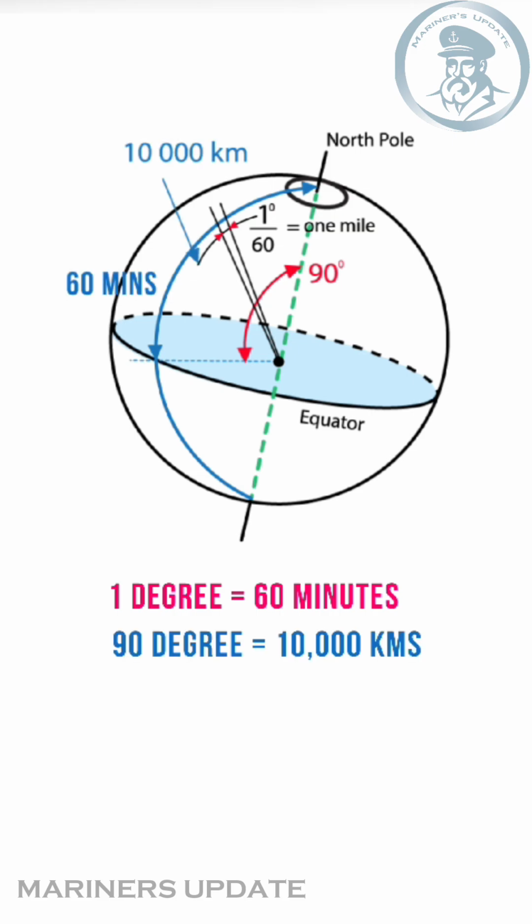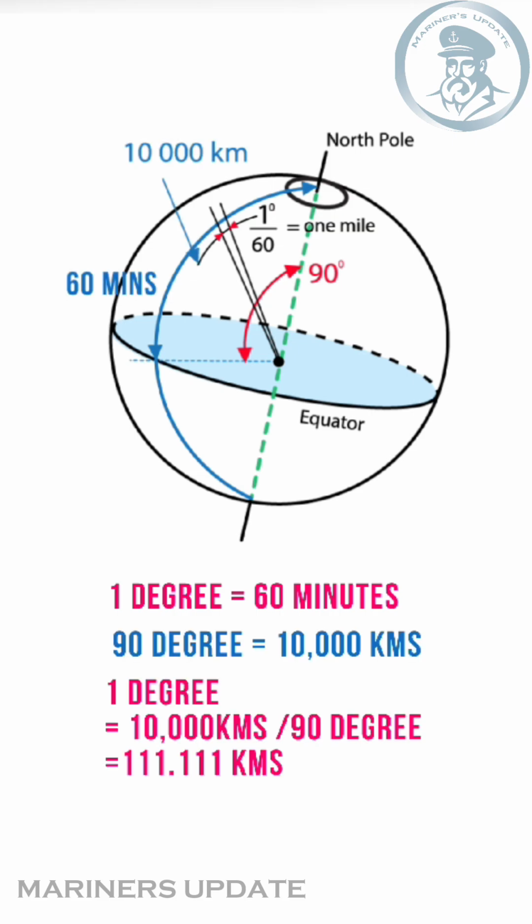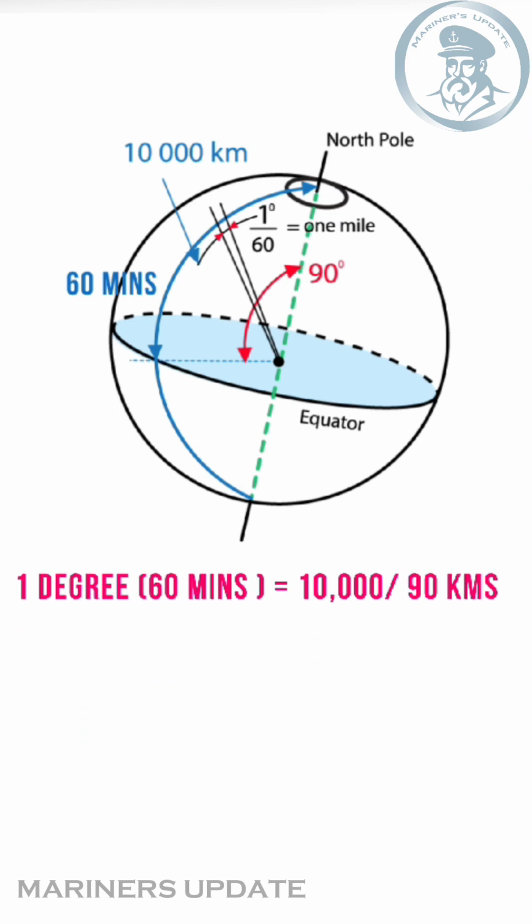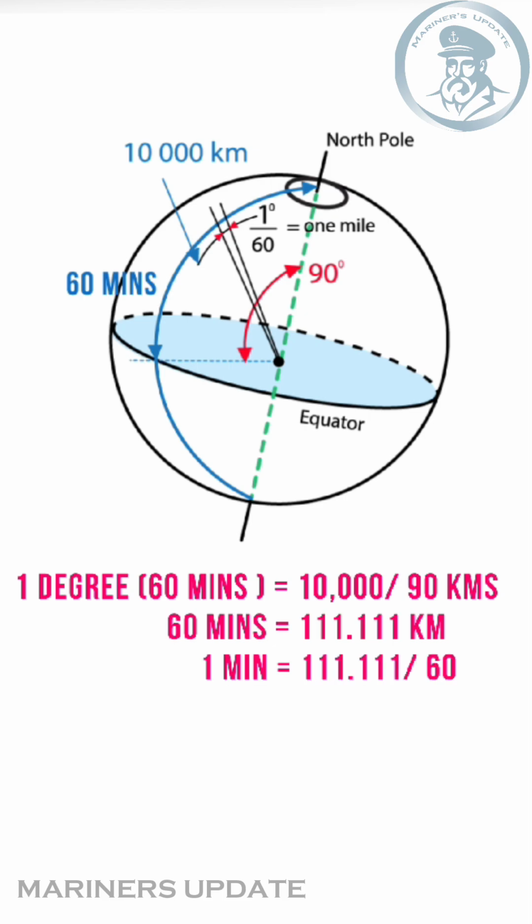So 90 degrees equals 10,000 kilometers. So a 1 degree angle at the equator center will make an arc on the Earth's surface equal to 111.111 kilometers. 1 degree equals 10,000/90 kilometers. Each degree contains 60 minutes, which was fixed by the ancient Babylonians. 60 minutes equals 111.111 kilometers. Every minute is equal to 1 nautical mile.